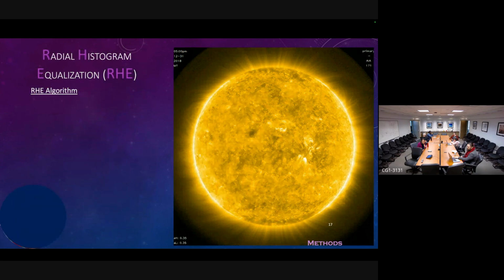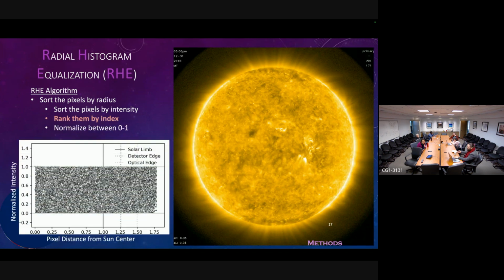So with RHE, the way that it works is you just sort the pixels by radius. So that's binning them by radius. Then you sort them again by intensity. So we've got the least intensity, we can call it 1, and the maximum intensity, call it 1 billion. And then we rank them by index 1, 2, 3, 4, 5. It doesn't matter what their actual difference is. We're going to make the difference between every pixel be the same by making them integers, and we're going to increase by 1. And then you just normalize between 0 and 1.